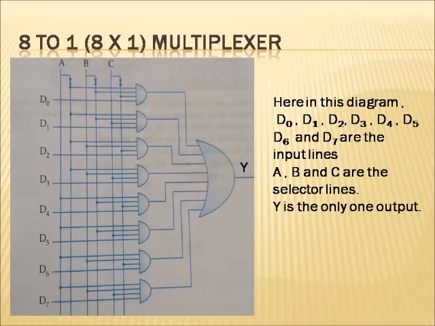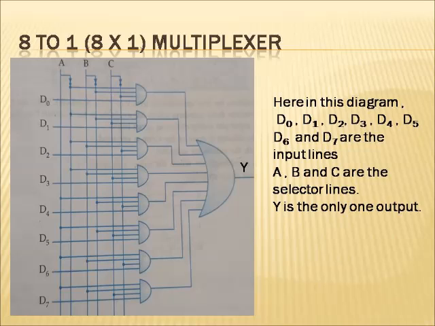So here we are going to see an 8-to-1 multiplexer. 8-to-1 multiplexer means 8 into 1 multiplexer, which means we have 8 input lines and only 1 output line. Though this circuit has 8 input lines, there are 3 selector lines A, B, C, which help the circuit to select only 1 input at a time. So A, B, C are the 3 selector lines which help the multiplexer to choose only one input at a time and produce only one output line.